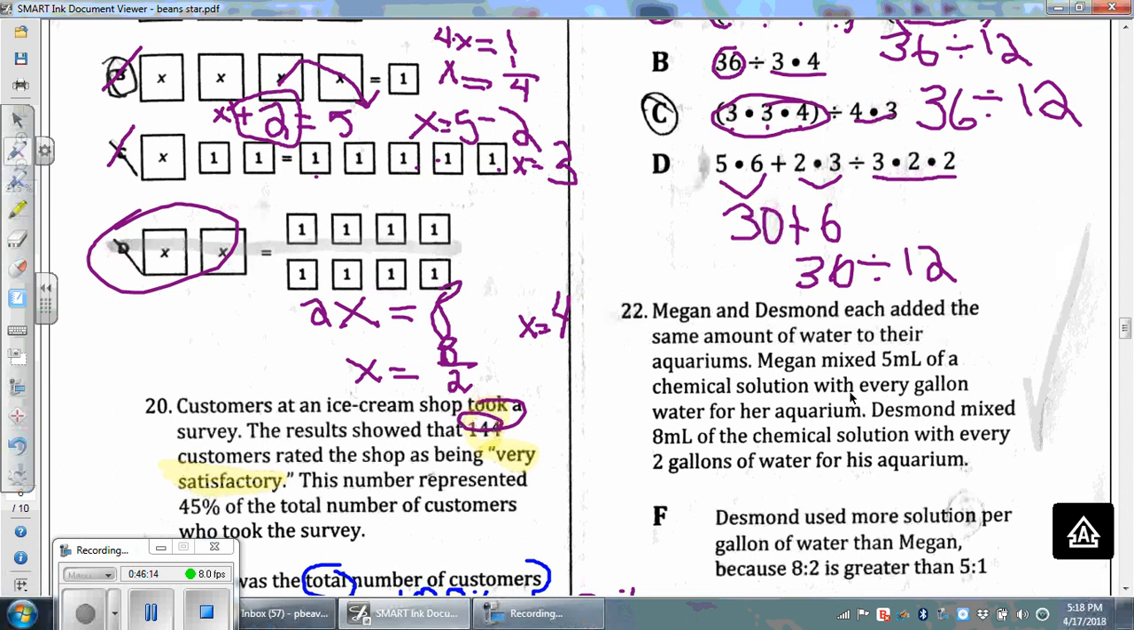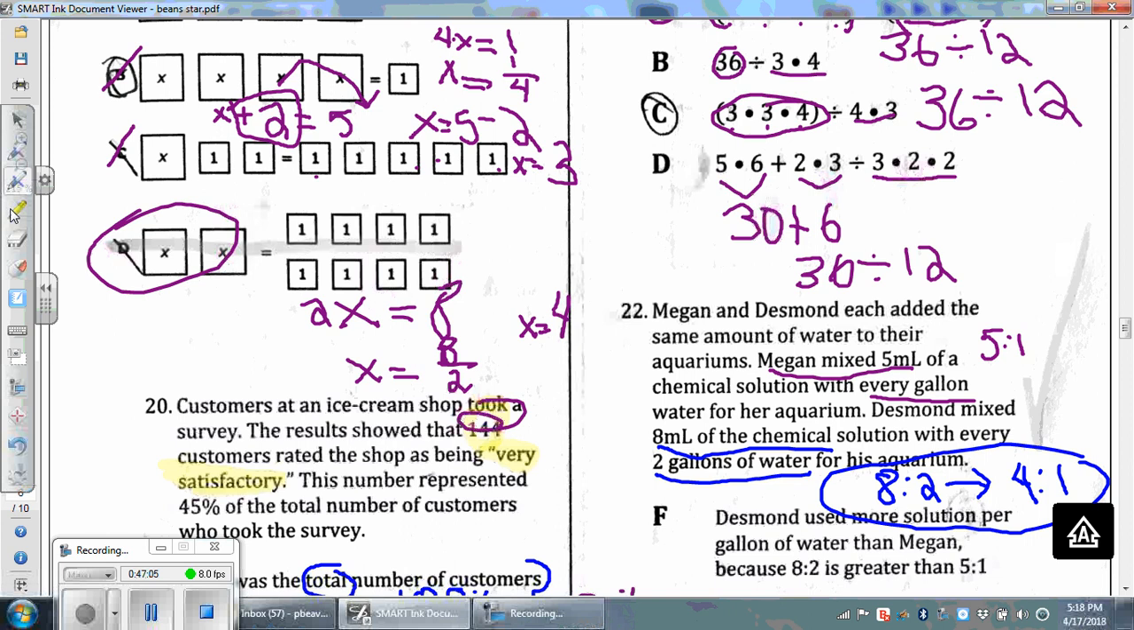22, Megan and Desmond each added the same amount of water to their aquariums. Megan mixed 5 milliliters of a chemical solution with every gallon of water for her aquarium. And then we have Desmond, who mixed 8 milliliters of the same solution with every 2 gallons of water. So we have different ratios here. Megan's ratio is 5 to 1. Desmond is using 8 to 2, or if we reduce this one, we could also call it 4 to 1. These two are equivalent.